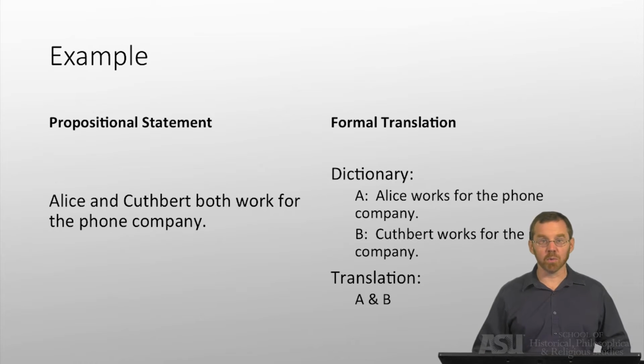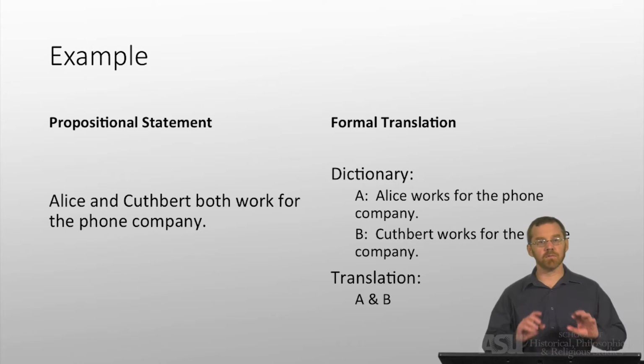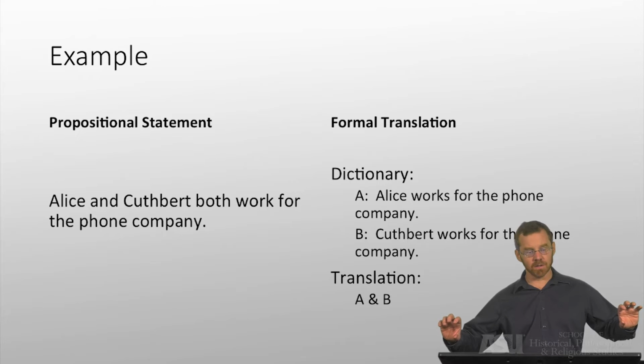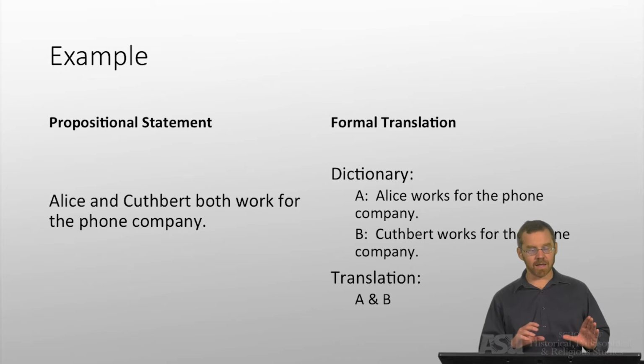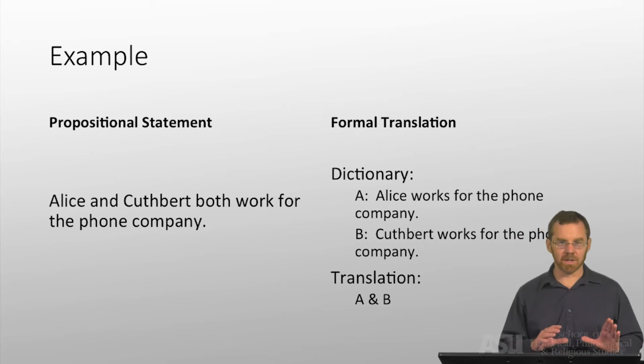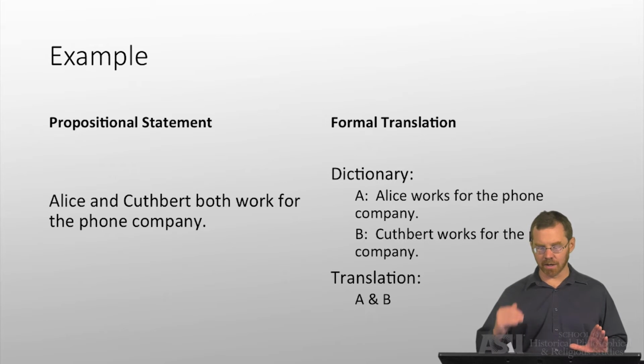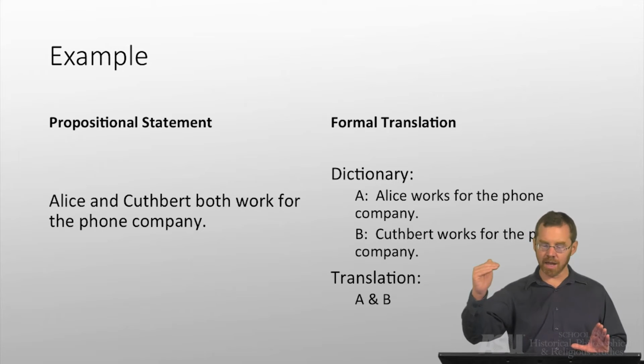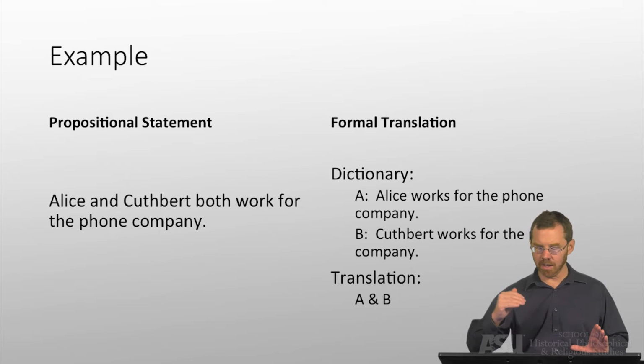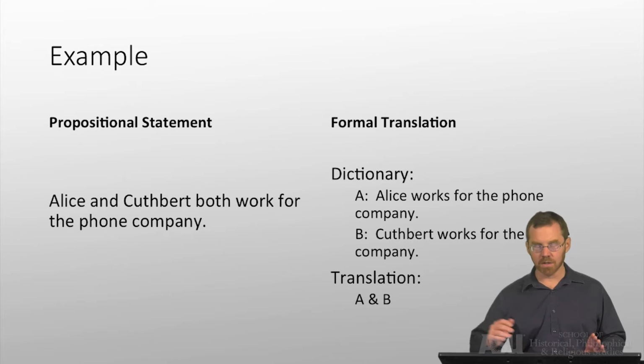Alice and Cuthbert both work for the phone company. Now this one's a little tricky because you don't have two spelled out sentences, right? What you've got is Alice and Cuthbert, but we understand what that means. That means Alice works for the phone company and Cuthbert works for the phone company. So A, Alice works for the phone company. B, Cuthbert works for the phone company. Translation: A ampersand B.